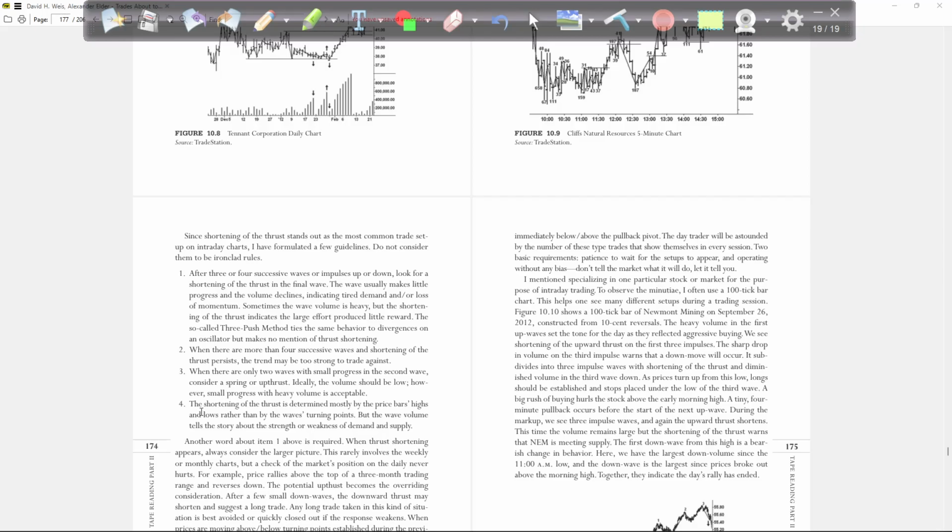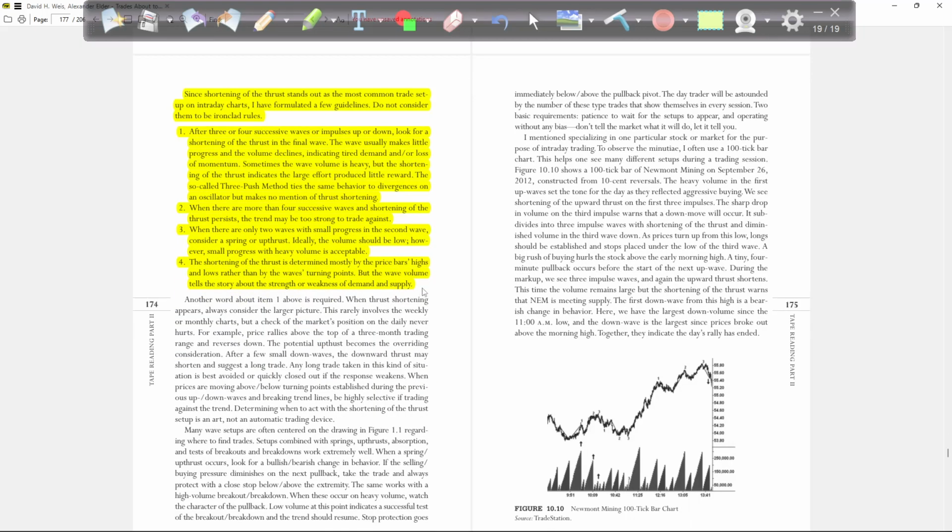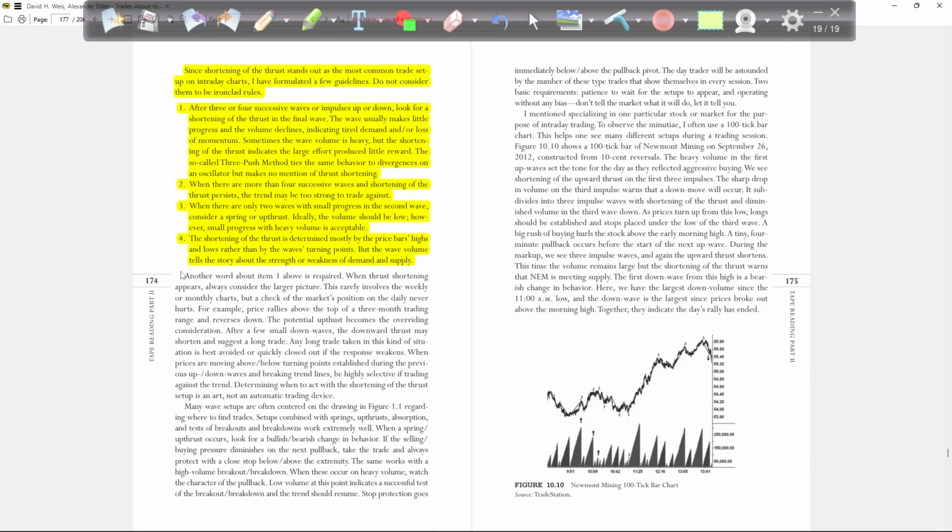Okay, let's look at this one again. The shortening of the thrust is determined mostly by the price bars, highs and lows, rather than by the wave turning points. But the wave volume tells the story about the strength or weakness of demand and supply. So this is a good rule of thumb to follow, yeah, it is quite good. Another word about item one above is required.